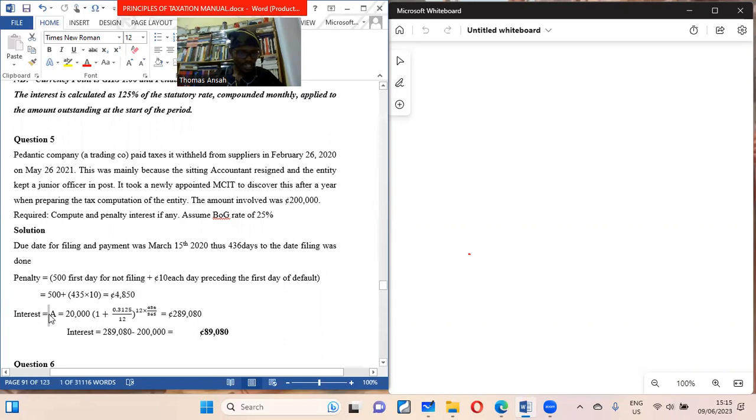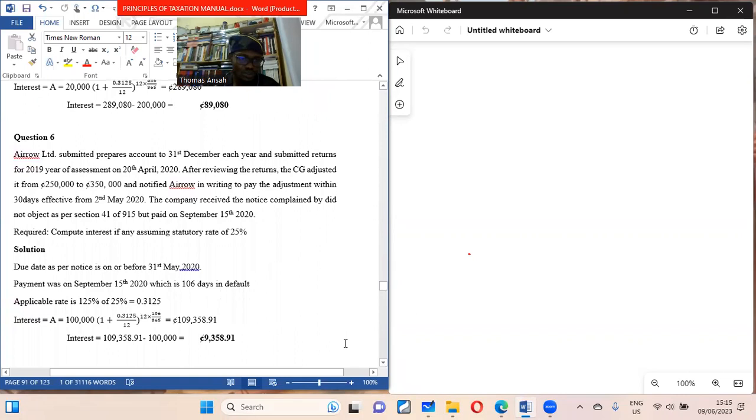Then the interest too, because you didn't pay the amount, you take 125% of the statutory rate and also charge it. You see, it's 465 days expressed over 12 months, which is 365 days, multiplied by 12 months, and that alone gives you this amount. So you are going to pay this interest and pay this penalty. And these are the ones that the Commissioner General can help you with. So, the same illustration. Don't forget, the penalty is 500 cedis the first day, 10 cedis every day that you don't file.